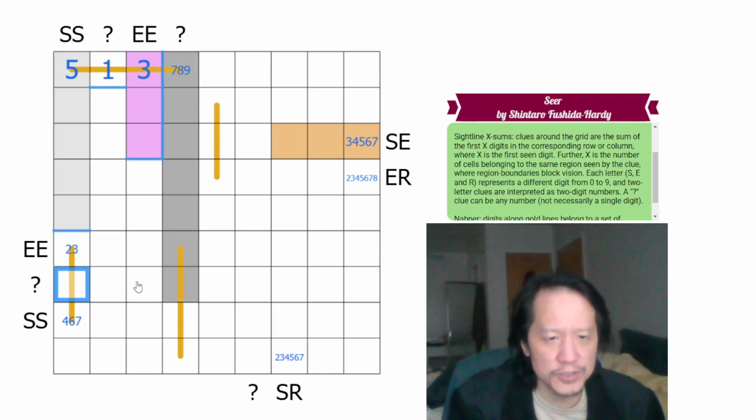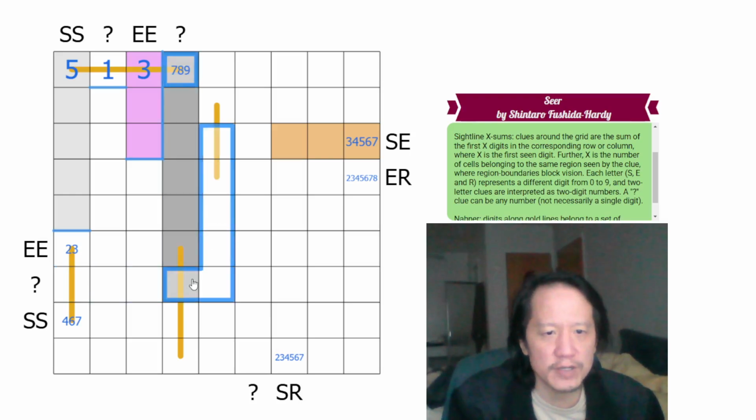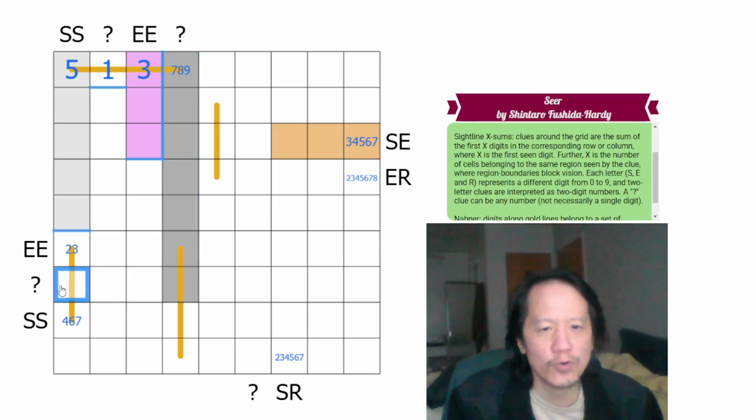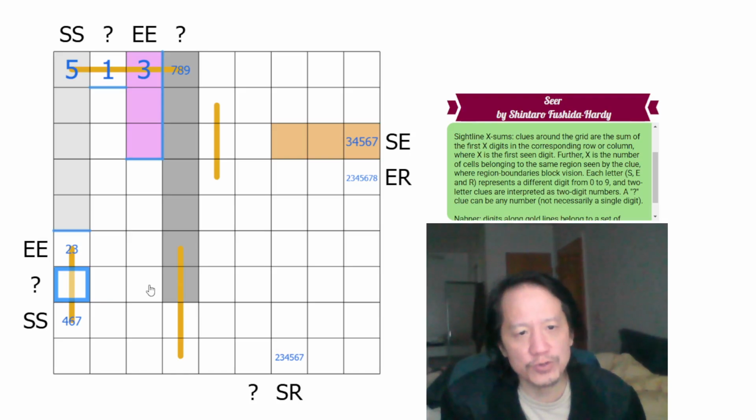So this also has to be 1, 2, or 3. It can't be greater than 3, because then, again, this would be essentially a 10-size region if this is 4 or more. 1, 2, 3, 4, 5, 6, 7, 8, 9, 10. So this has to be 1, 2, or 3, but it can't be 2 or 3 because of the Nabner rule. So therefore, this is a 1.